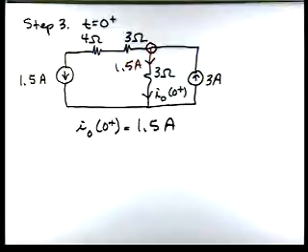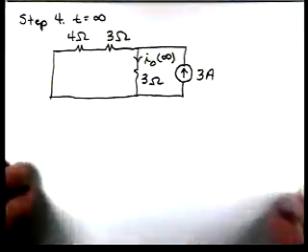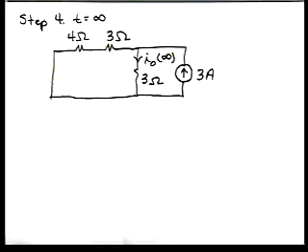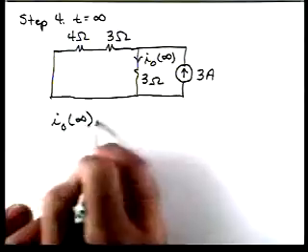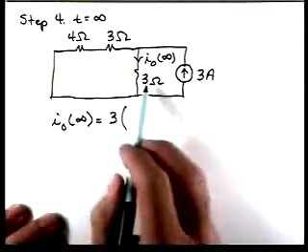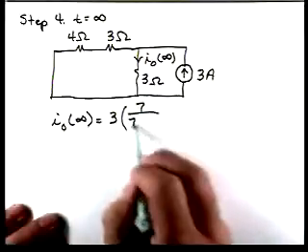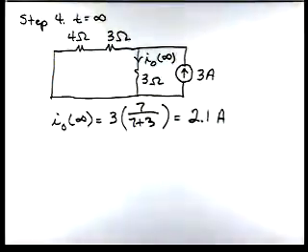The next step is to go to t equals infinity. Draw the circuit. Again, we're going to assume that we're now in steady state. So the inductor again is replaced by a short. And now we can calculate i0(infinity) simply by current division. We'd have 3 times, we want the current here, so we're going to have 7 over 7 plus 3. So i0(infinity) is 2.1 amps.